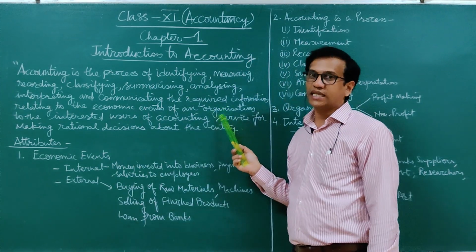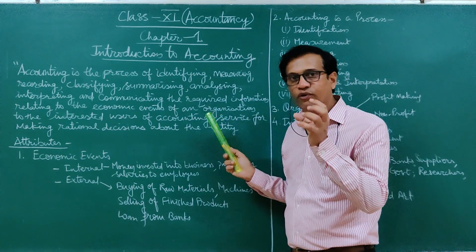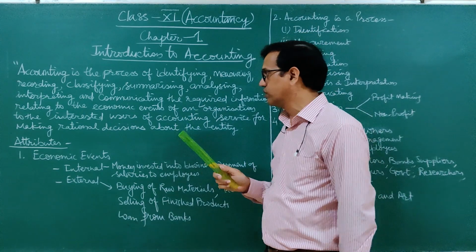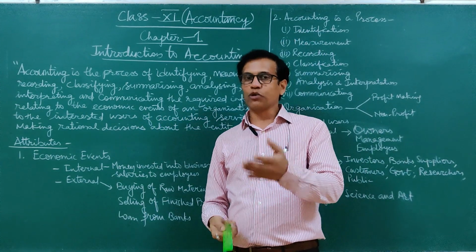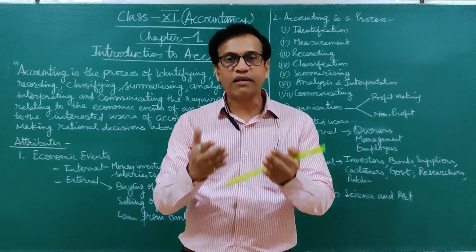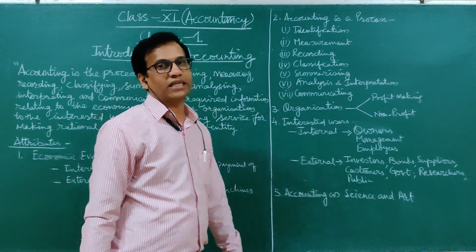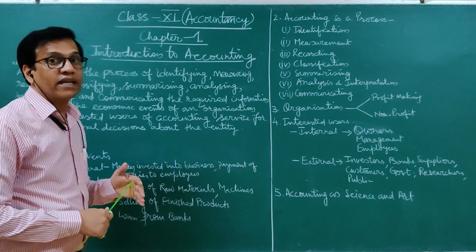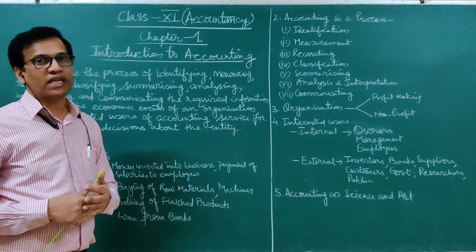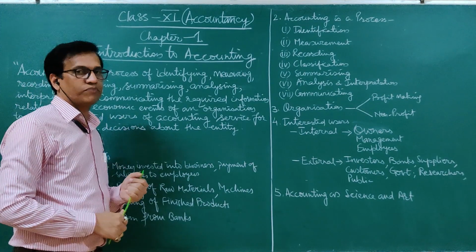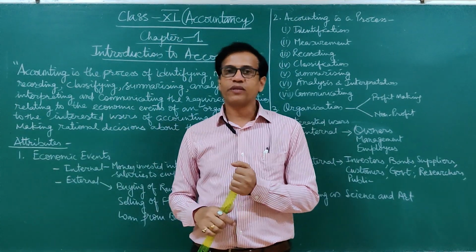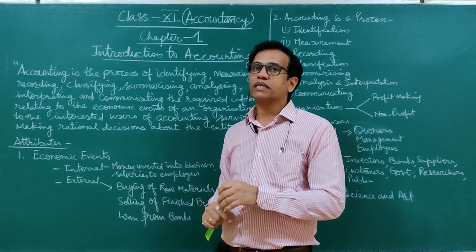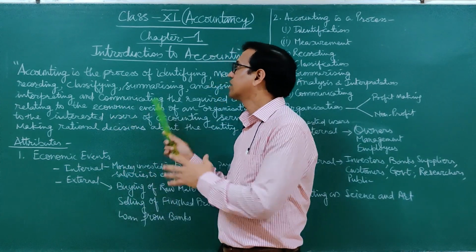Then an organization has to be there. They are recorded for organizations, not for individuals. And they are recorded so that we can report to the interested users of this organization who are interested in the result of this organization. So we have to make it for them. So on the basis of this meaning and the definitions we have seen so far, we can establish some characteristics of accounting.